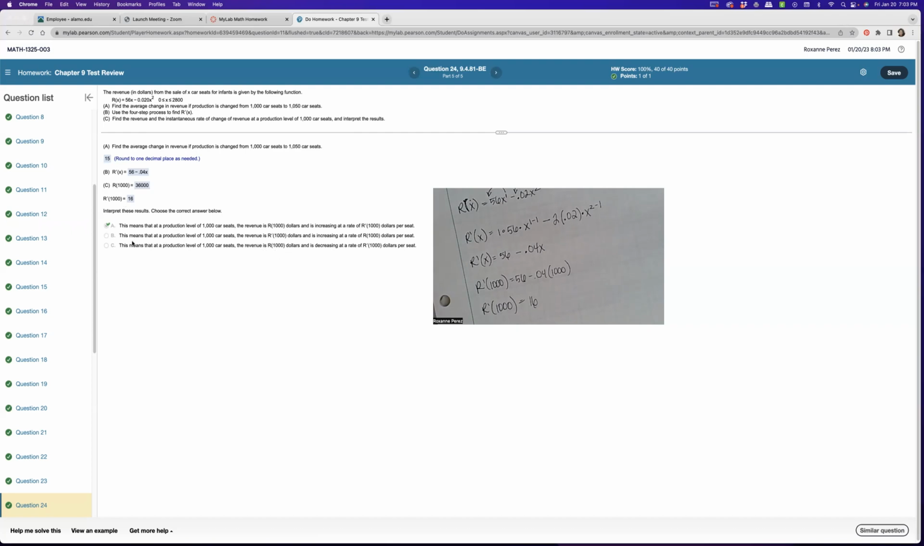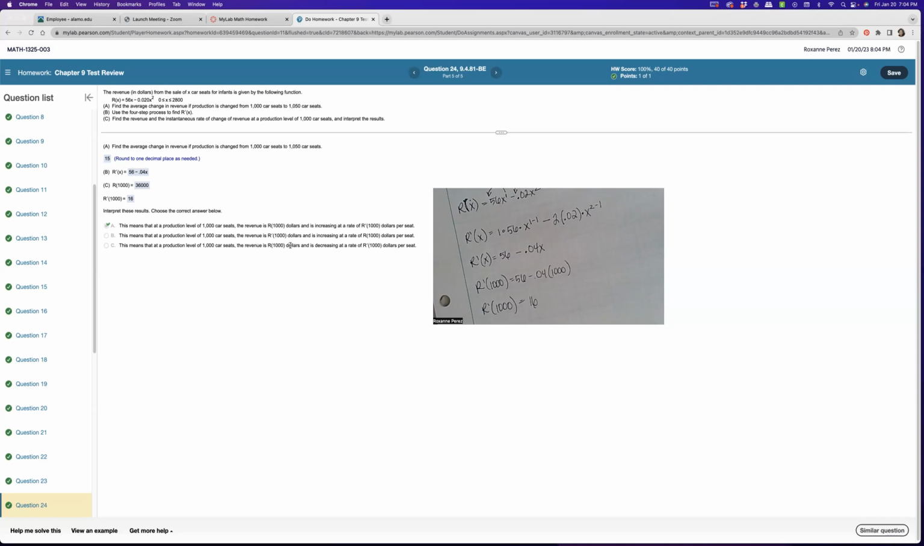Okay, so by the process of elimination, we can also get B, because this B is telling us the revenue is R prime, and that's not correct. R prime is the instantaneous rate of change of revenue. R is the revenue. So B is wrong for this part of the statement. The revenue is R prime. That's not correct. Okay, here, the revenue is R at 1,000.